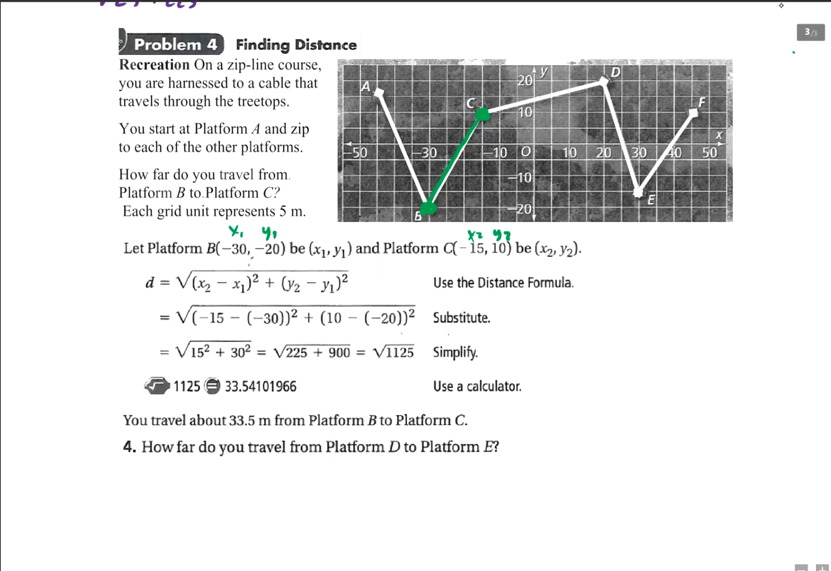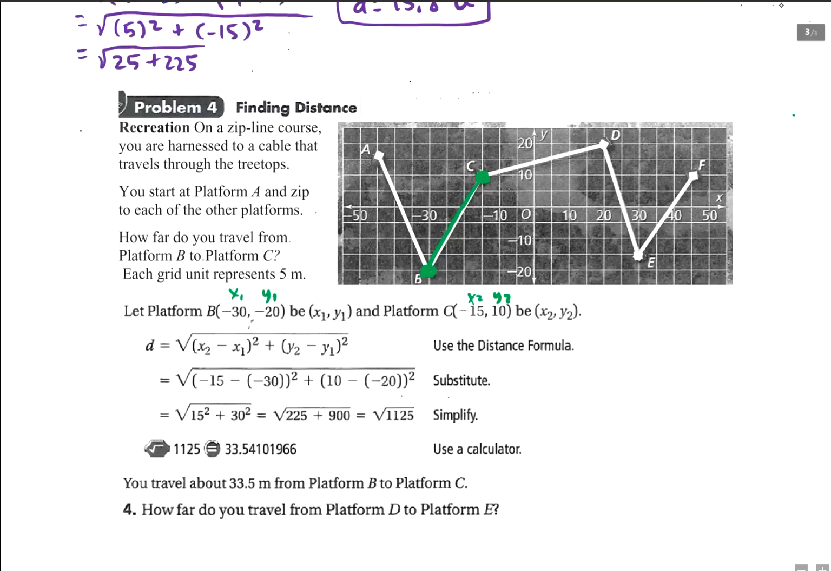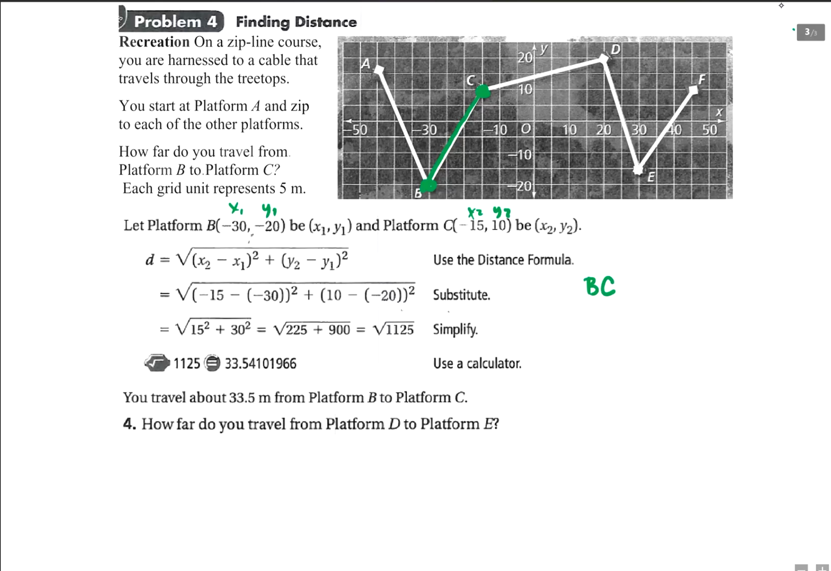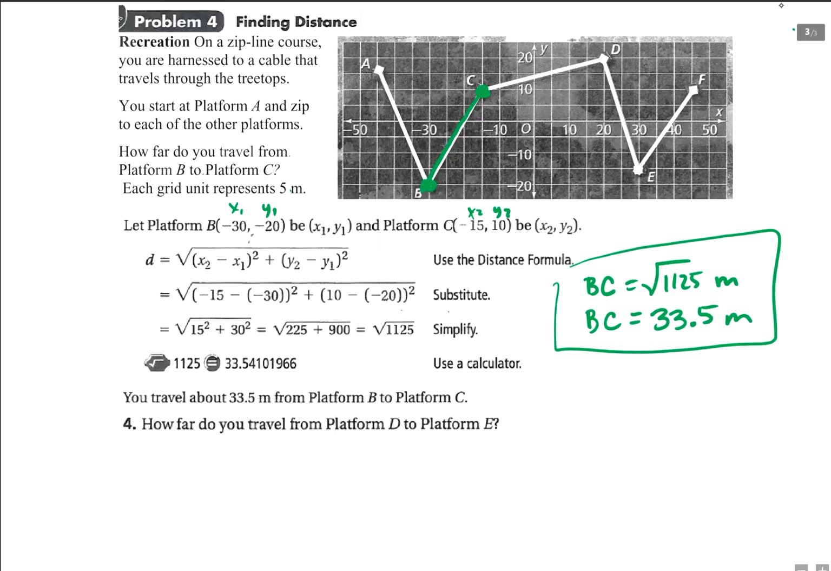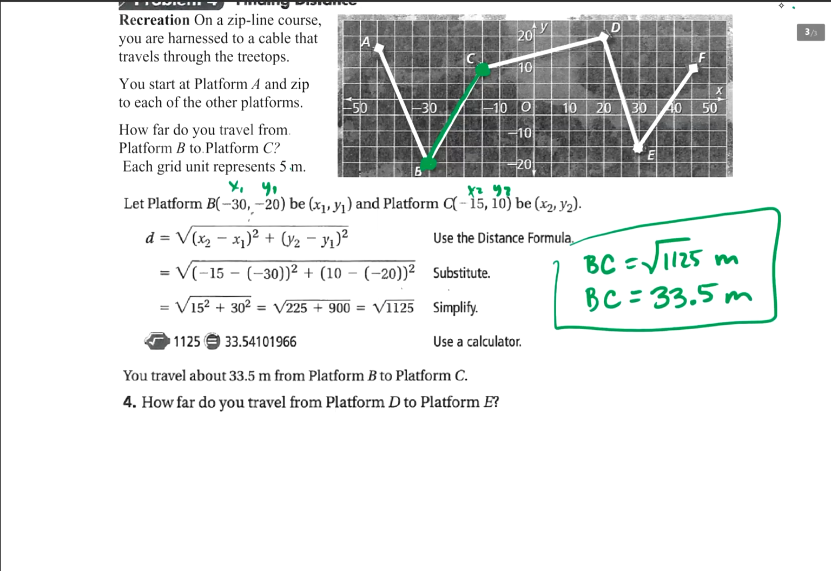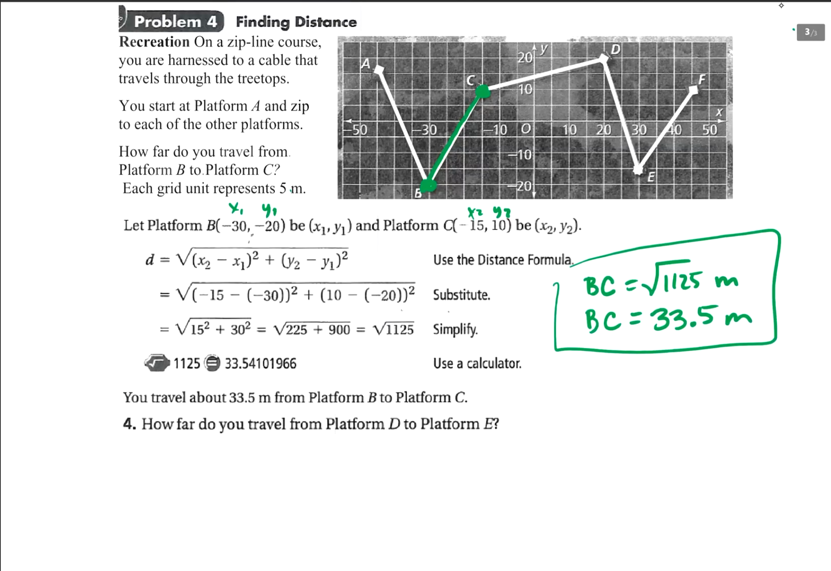and so length BC is either the square root of 1125, and this is in meters. If you're given a unit, your answer will certainly have a unit. Or the length of BC, put that in your calculator. We are asked to the nearest tenth. 33.5 meters. So that's the appropriate way to label that. Length BC is 33.5 meters. All right. So pause the video and find the distance from platform D to platform E.